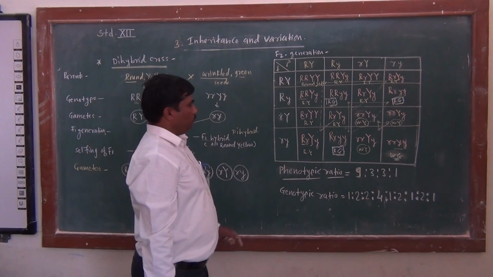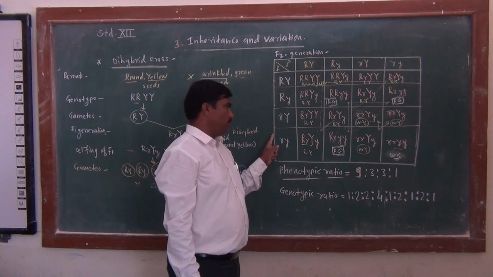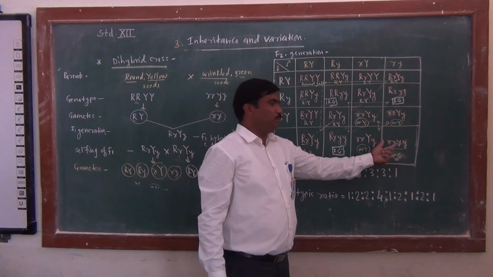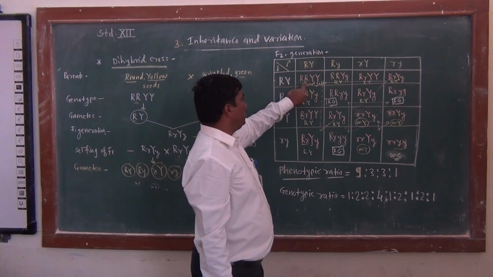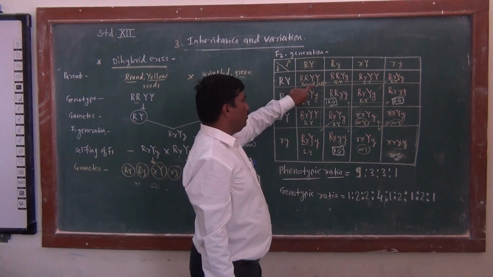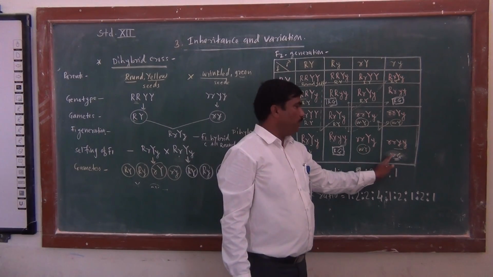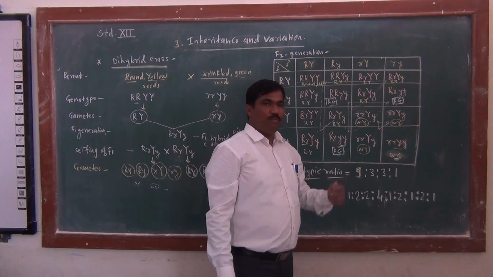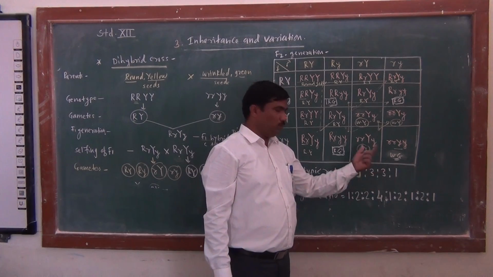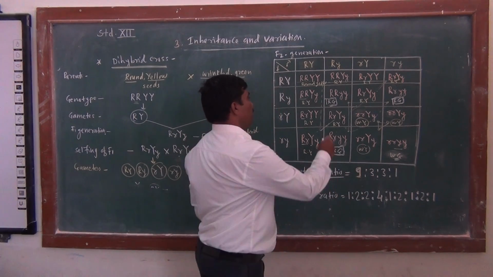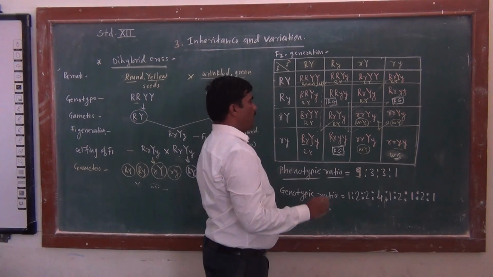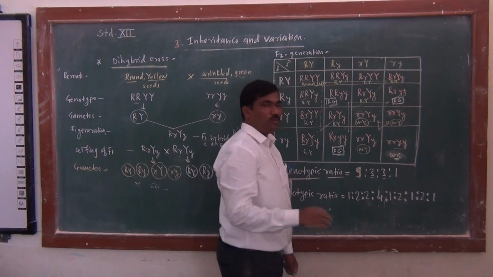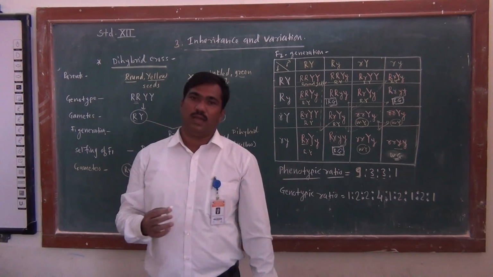So, if you observe this Punnett square, only a few parental traits occur. Only two parental traits, that is homozygous round yellow and homozygous wrinkled green. These parental traits occur, and new combinations or new recombinations of traits occur. These are the round green and wrinkled yellow. Three new traits or new combinations occur in a dihybrid cross.